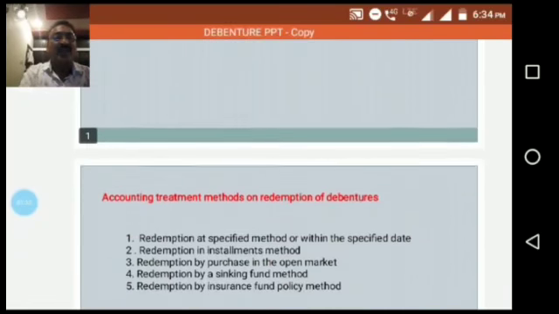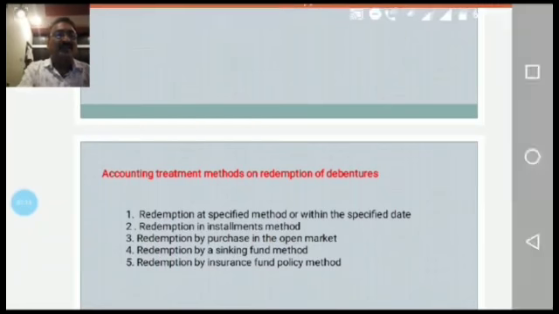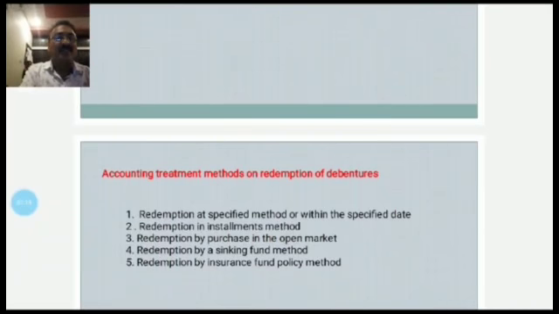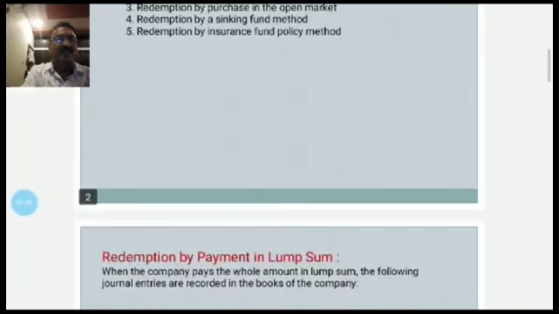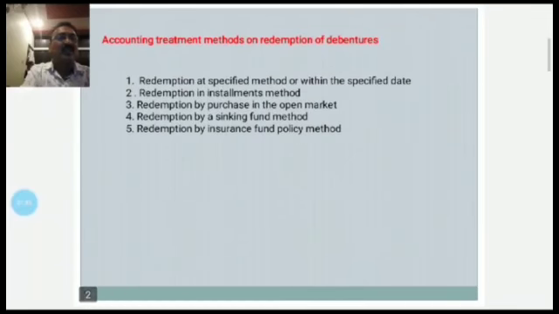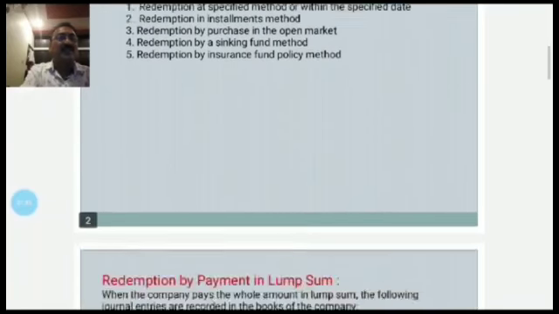There are 5 important methods on redemption of debentures. Redemption at a specified date or within the specified date. Redemption in installment method. Third one is redemption by purchase in the open market. Fourth one is redemption by sinking fund method. The fifth one is redemption by insurance policy method. What are the accounting treatment and methods on redemption of debentures?